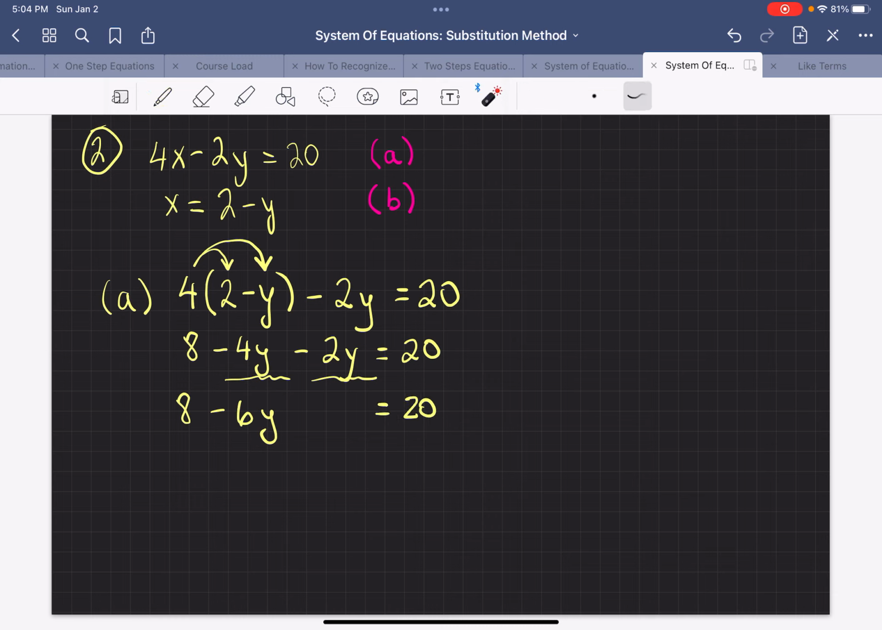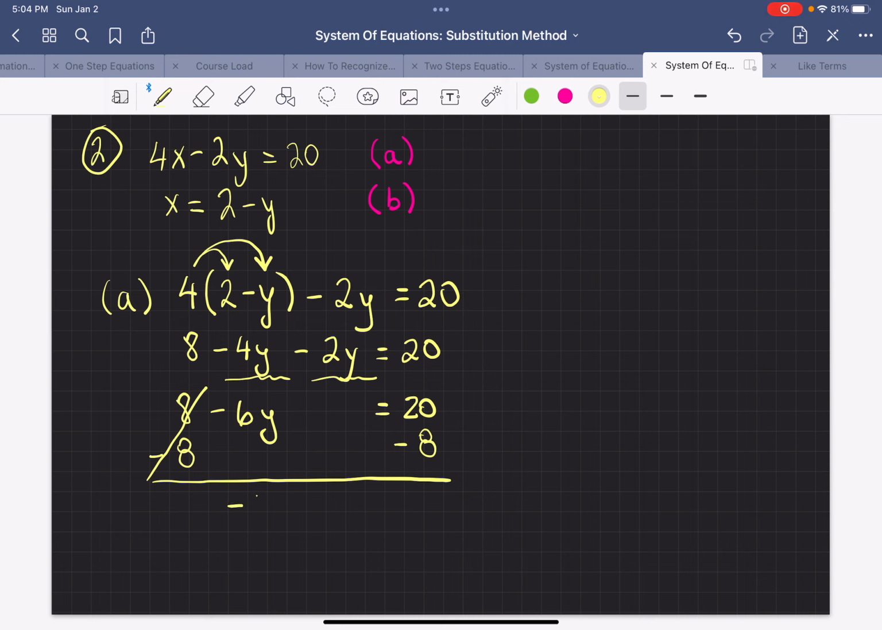Now I need to isolate the y, meaning I need to leave the y by itself, so I need to get rid of the negative 6 and the 8. Which one do I start with? As always, I start with the one that is farthest away from my variable. So I need to start with the 8. Since it's a positive 8, the opposite operation will be subtract 8 from both sides of the equation. On the left side, the 8's cancel. 8 minus 8 is 0.